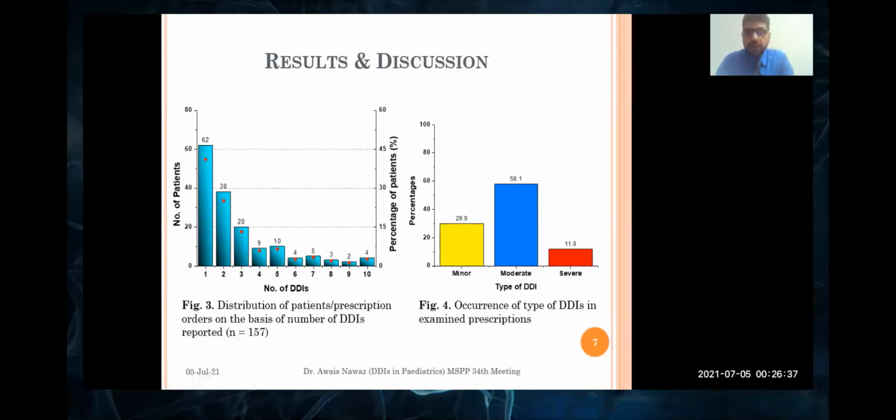And as you can see, if there is one drug-drug interaction, that could lead to a problem. And if you have a greater number of drug-drug interactions, that could be very unsafe for the patients. Also, we categorized them on the basis of severity. So there were a lesser number of drugs that had the minor type of interaction, but there were a huge number that had moderate to severe types of interactions.